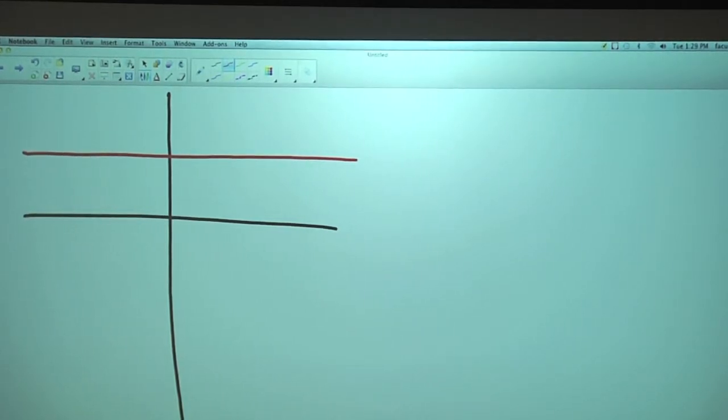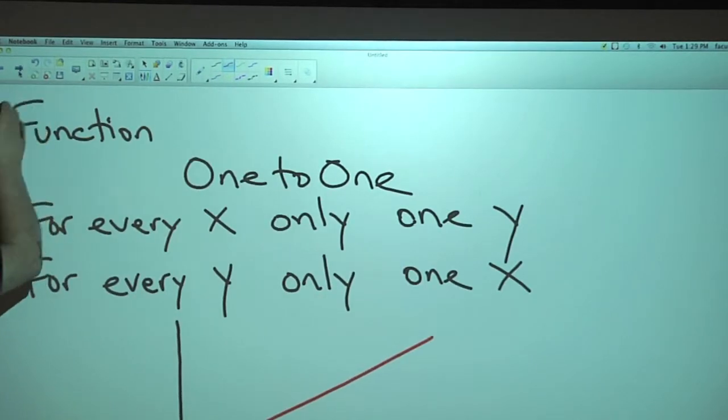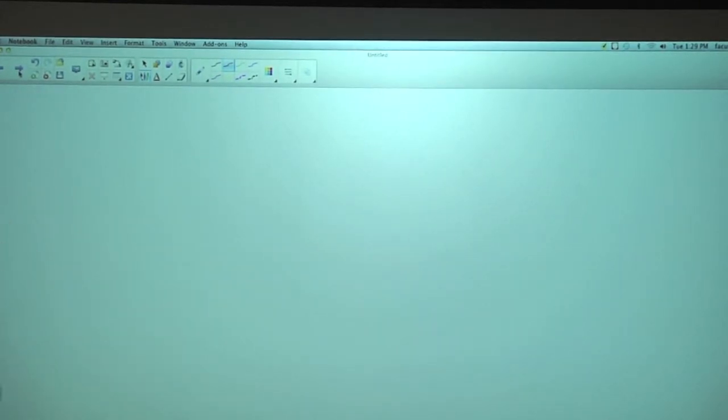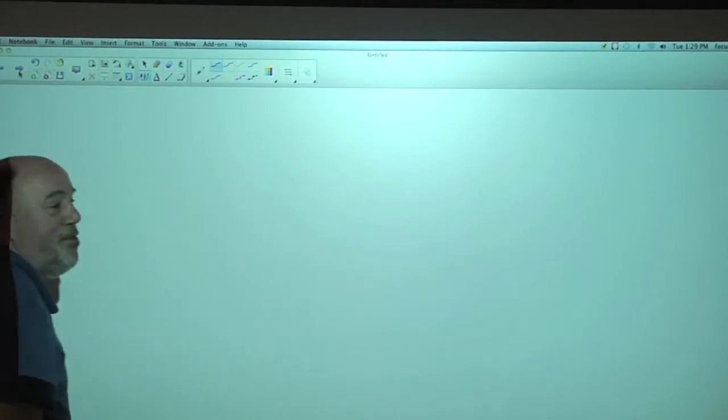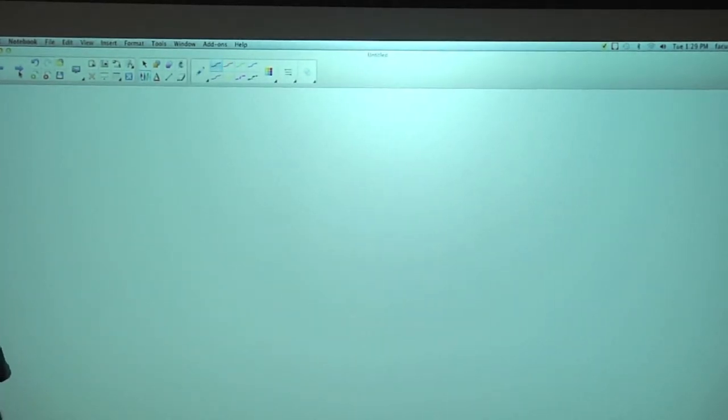Anything else on that? No? Okay. All right. So given a graph, you have to be able to tell is it a function or not. Also given the graph, you can tell if it's 1 to 1 or not. Okay? Simple little horizontal vertical line test tells you that information. But what about if I gave you an equation and asked you, is it a function or not?